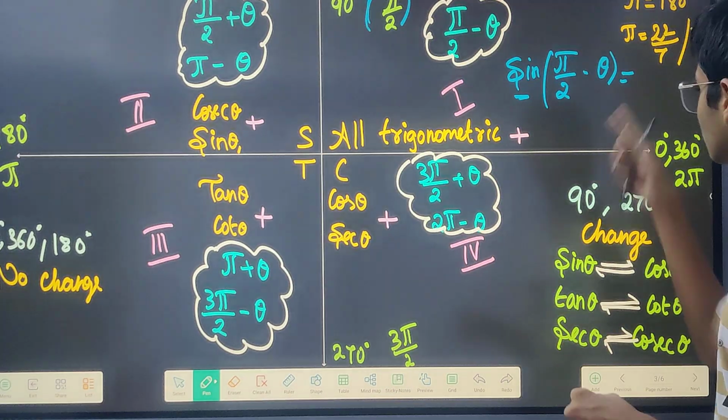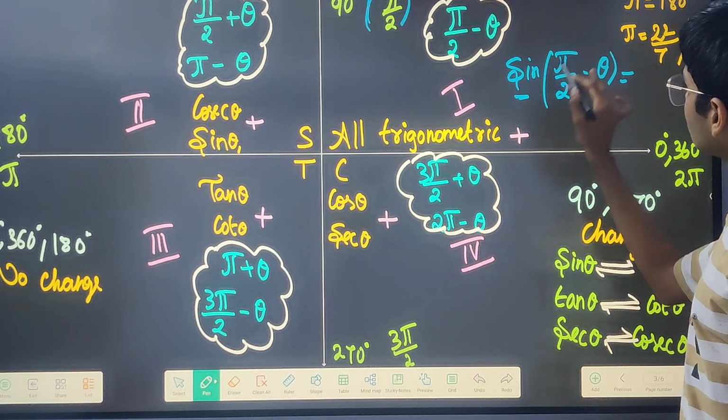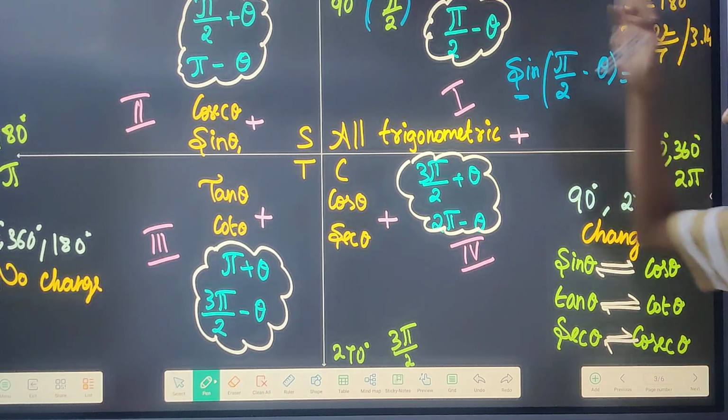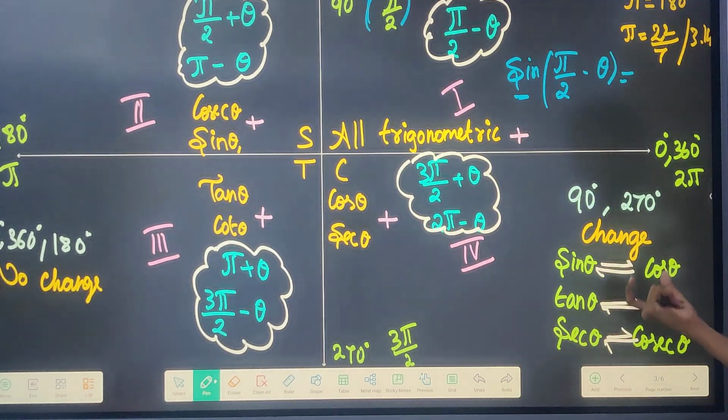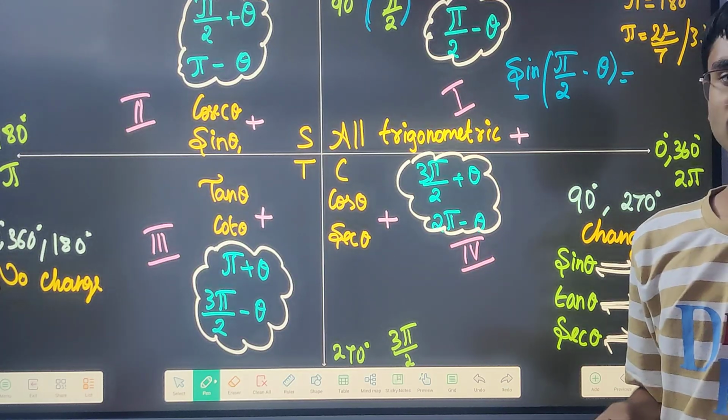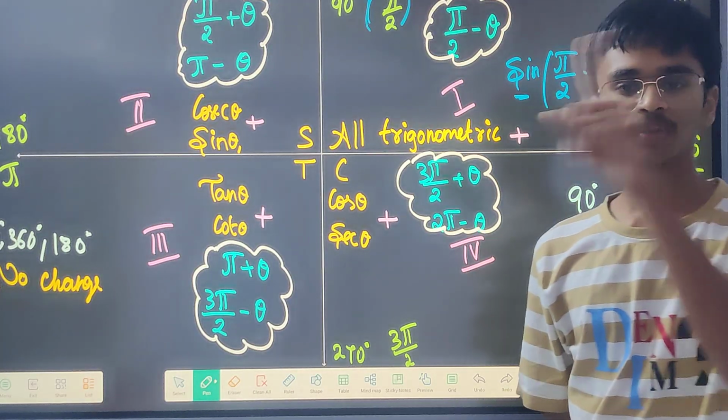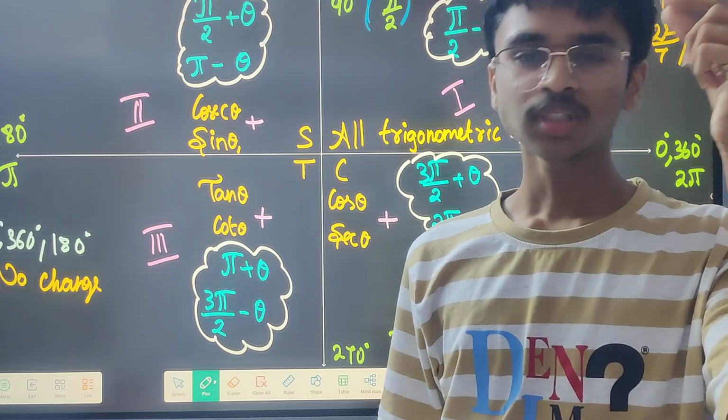Now we will be coming to this concept. See, sine pi by 2. First you have to go to change or no change. What is pi by 2? It is 90 degrees, and what did I say? 90 degrees will be having change. So the first rule you have got is whether it is change or not. This you have to keep in your brain.